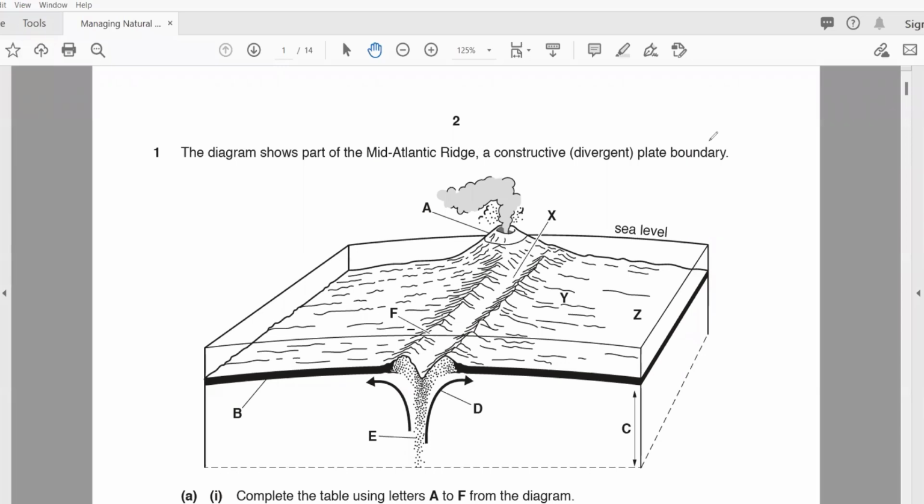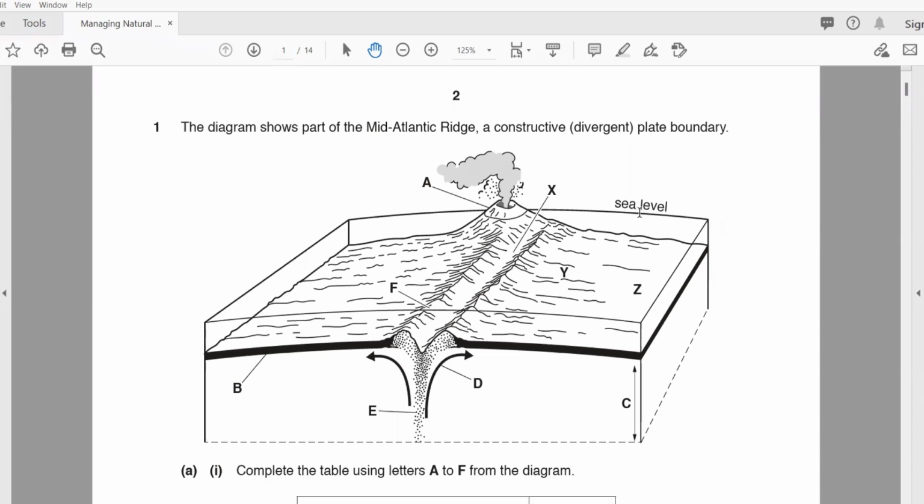So today we are going to solve the classified past papers for chapter number 6, and it was about managing the natural hazards. So question number 1 in this one. Lean, can you read it for me? Yes, the diagram shows part of the Mid-Atlantic Ridge, a constructive plate boundary. Complete the table using letters A to F from the diagram.